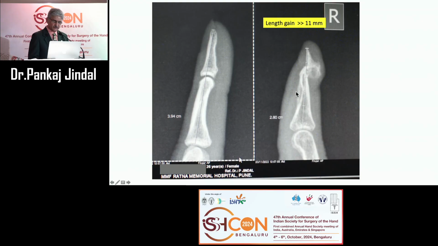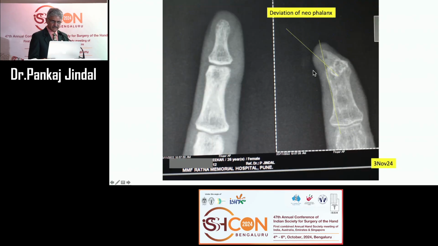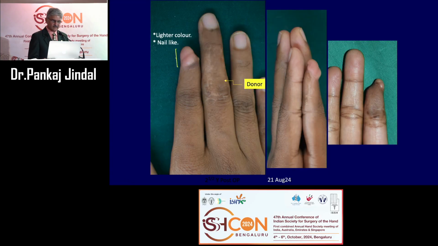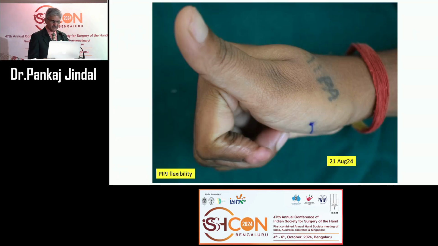Appreciate this new bone has formed. This is about 2.5 years post surgery. This has hypertrophied, with lengthening of about 11 millimeters here. Again, some deviation. Again, appreciate the lighter color, and therefore to the patient it appears nail-like. It is not a nail, but because of the lighter color it looks nail-like. To a person looking at it, they don't even realize the finger had an amputation.